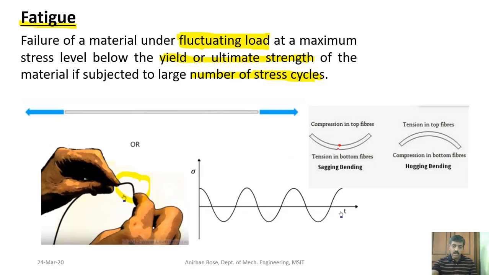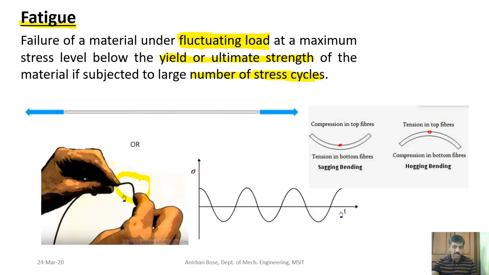Now when you move it to the other side, or bend it to the other side, that means when it is in a hogging condition, the same point which was on the top fiber is now here, and this point will be under tension, whereas the bottom fiber is now under compression. So if you look at this point on the surface of the wire, it is continuously changing its stress level from a compressive load to a tensile load.